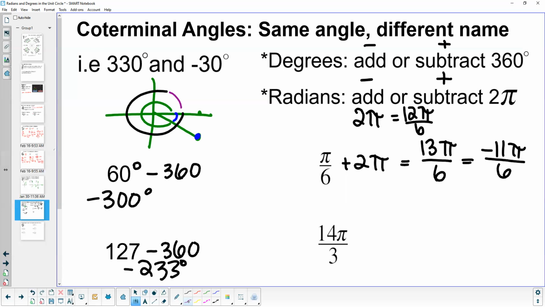Now, what about this 14 pi over 3? Well, 14 pi over 3 is actually the same thing as being 4 wholes and 2 pi over 3s. Well, 4 wholes is 2 pi's over and over again, right? So 2 full circles. And so really this 14 pi over 3 is actually the exact same thing as 2 pi over 3. Isn't that awesome? So that is kind of how those coterminal angles work.